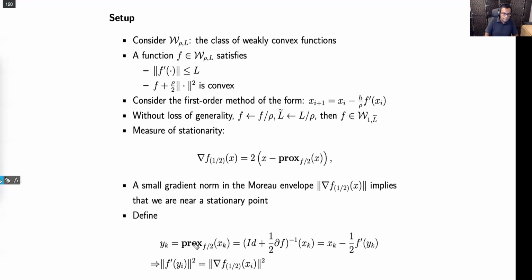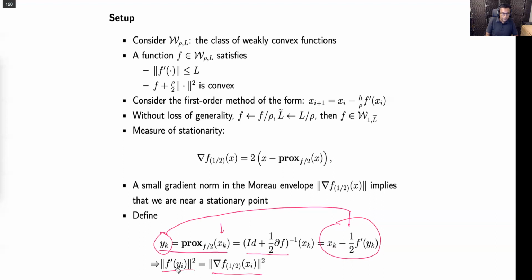Now, if we define this dummy iterate, y_k equal to the proximal operator of f by 2 at x_k, then using the definition of a proximal operator, we can write down that y_k will be equal to x_k minus half f prime of y_k. And then we can write down the gradient of the Moreau envelope at x_k very concisely using the subgradient of f at y_k, where y_k is the iterate that we have introduced here.